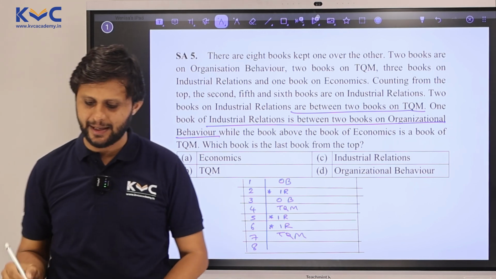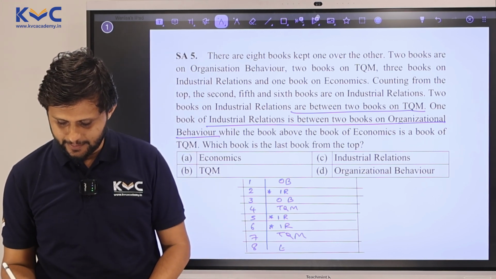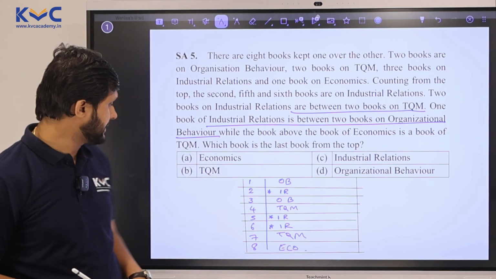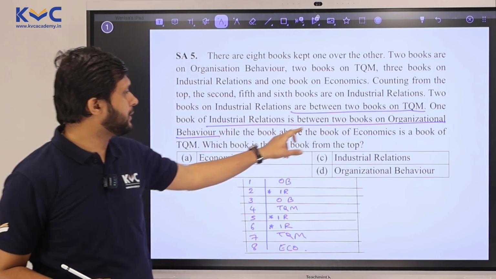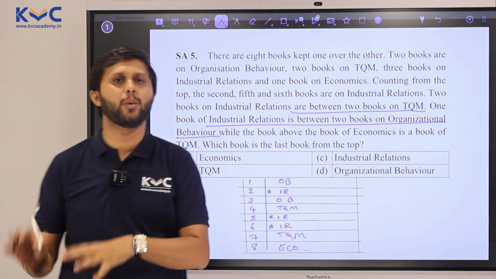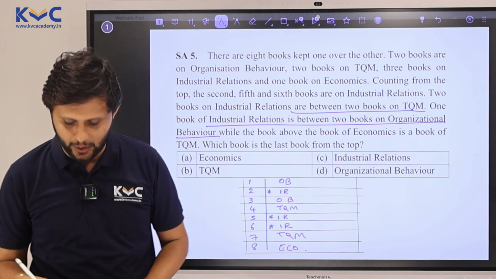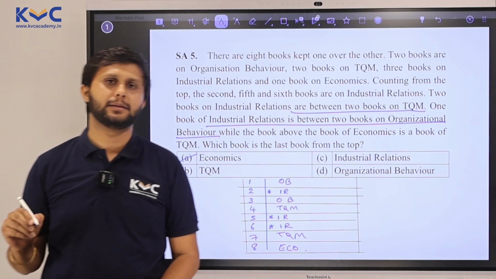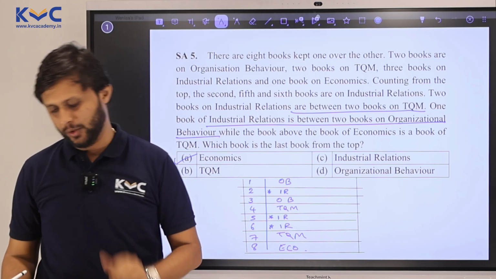And the only book that is remaining, and they have also told us about the book above economics. Last sentence, over here, 2 books of OB. The book above the book of economics is the book of TQM, which also satisfies. Otherwise also that is the only place that is remaining. Which book is the last book? Oh, we know the answer already. The answer is economics. That's why I said the question looks lengthy. The solution is simple and small.